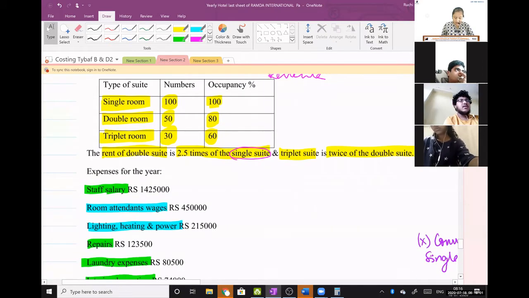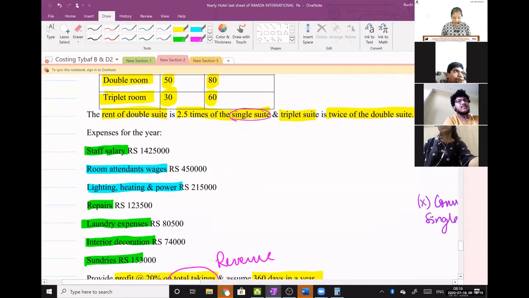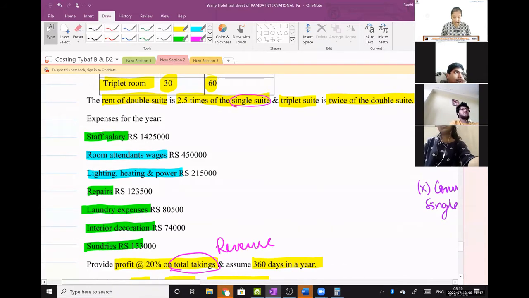Then expenses for the year. So obviously it's going to be a yearly cost sheet. Staff salary fixed. Room attendant wages variable. Heating, lighting, and power variable. Repairs fixed. Laundry expense fixed. Interior decoration fixed. Sundries fixed. Okay. Provide profit at the rate 20% on total takings. Takings is again your revenue. In hotel cost sheet, that's a room rent. And assume 360 days in a year. They have already told you to assume 360 days in a year.